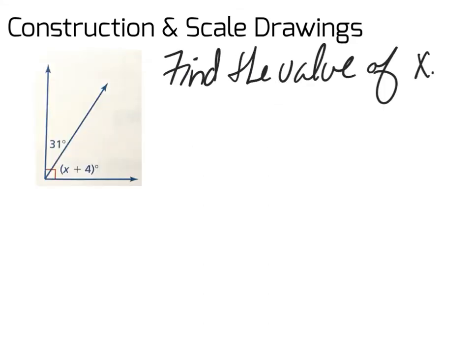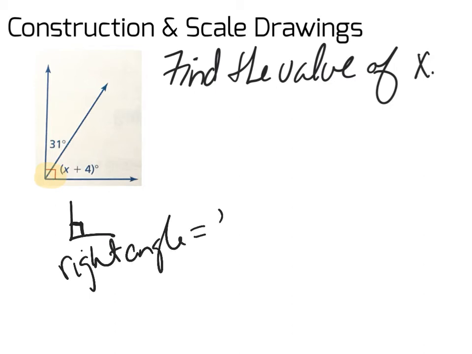Here's another example of finding the value of x, and this time they're going to use what we know about adjacent angles. The first thing I want you to notice is this right here. What does that symbol mean? When you see angles and you see this little thing right there, what does that mean? Well, that means it's a right angle. And I know that right angles equal 90 degrees.